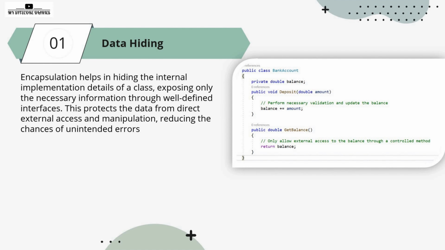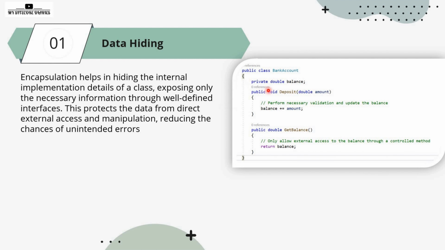We'll see one example. This is the class named BankAccount. Okay, we have the variable. So if you see, the BankAccount class is public, whereas the balance field is private. Okay, you have two methods here, Deposit and GetBalance. Deposit is a public method, GetBalance is a public method, but the balance is a private field. Okay, so whatever the deposit amount is, that will be added to the balance. It performs the necessary validation and updates the balance.